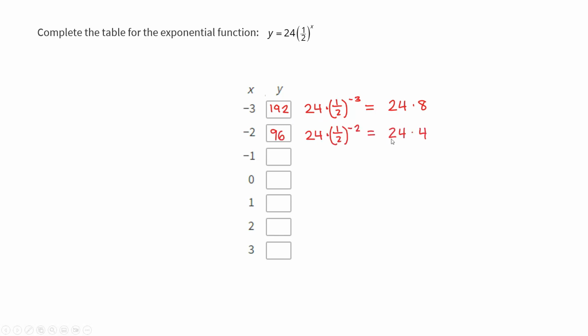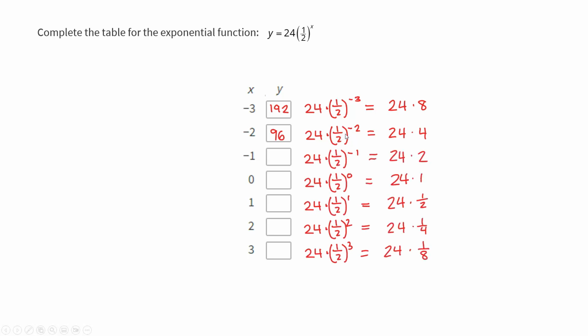And you would do the same for the rest of these. All the negative exponents are going to be showing reciprocals. That's why you're seeing like this is flipped and squared, this is flipped. To the 0 power is 1. For here, you're just going to multiply by 1/2. You're going to multiply by 1/4. Here, you're going to multiply by 1/8, and that gives you these values here.